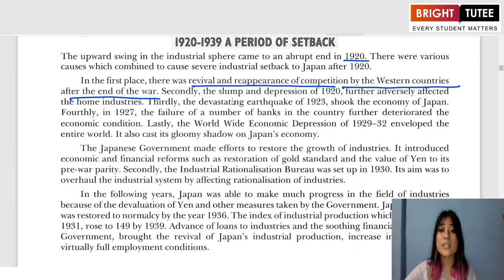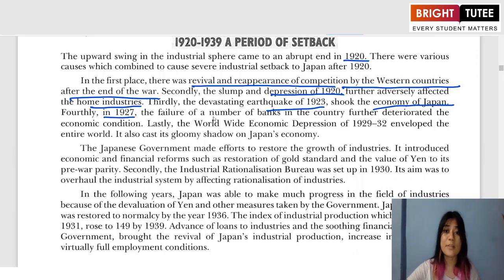The second cause was the slump or economic depression of 1920. Okay, so this economic depression of 1920 affected the home industries, the industries in Japan, and caused them to decline. Okay. The third cause was the devastating earthquake that took place in the year 1923. Now this also shook the economy of Japan. Fourth, in 1927, there was a failure of banks in the country, and this further led to the decline of the economy of Japan.